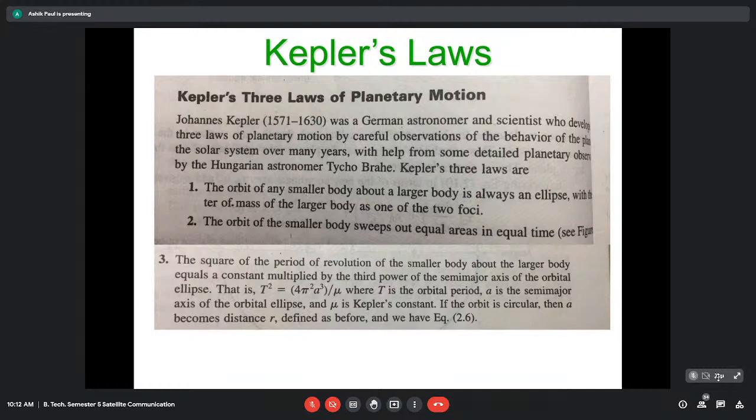That is, the square of the period of revolution of the smaller body around the larger body is equal to a constant multiplied by the third power of the semi-major axis of the orbital ellipse. So here you can see that T squared equals 4 pi squared a cubed by mu, where capital T is the orbital period, a is the semi-major axis of the orbital ellipse, and mu is Kepler's constant.